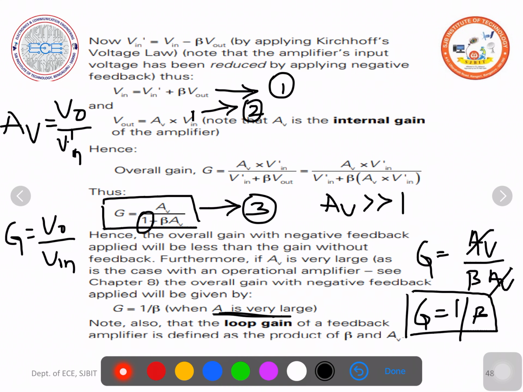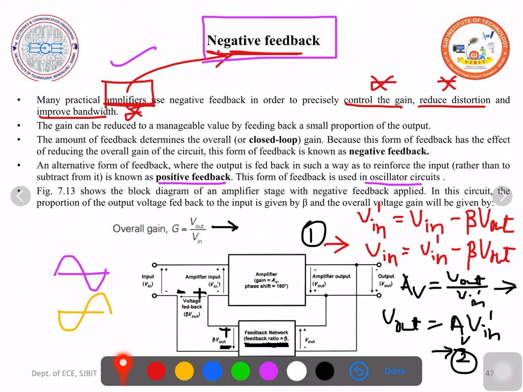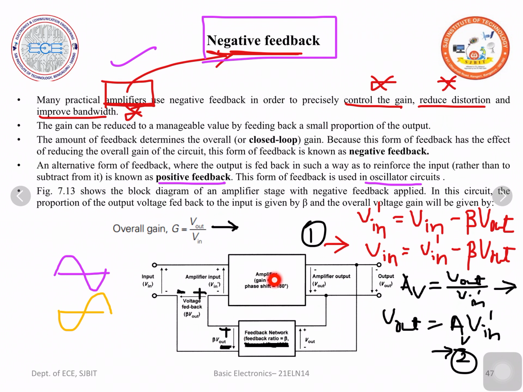Also, the product of AV and beta is called the loop gain. Loop gain of a feedback amplifier is defined as the product of AV and beta. Why is it called the loop gain? Here this is the loop. Here is the amplifier network, and this is the feedback network. Here the gain is AV, and here the feedback ratio is beta. So the product of these will give you the loop gain. The loop gain is nothing but beta AV.